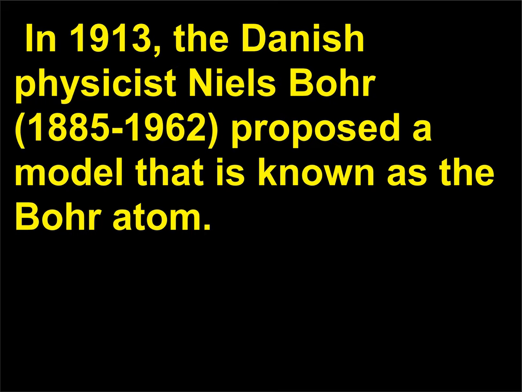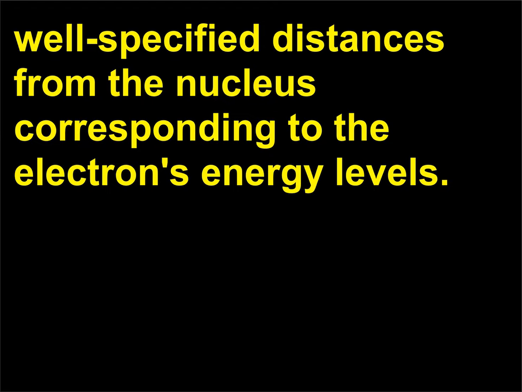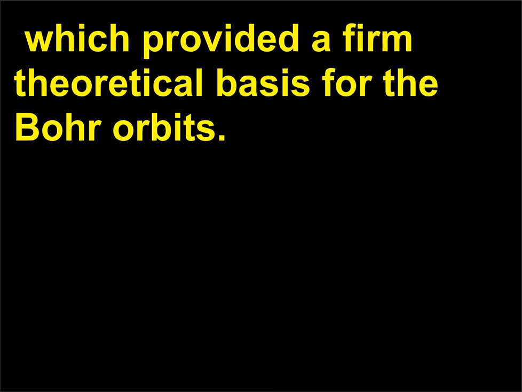It suggested that electrons orbit the nucleus in concentric quantum shells at certain well-specified distances from the nucleus corresponding to the electron's energy levels. These orbits are known as Bohr orbits. Several years later, Erwin Schrödinger, 1887-1961, proposed the Schrödinger wave equation, which provided a firm theoretical basis for the Bohr orbits.